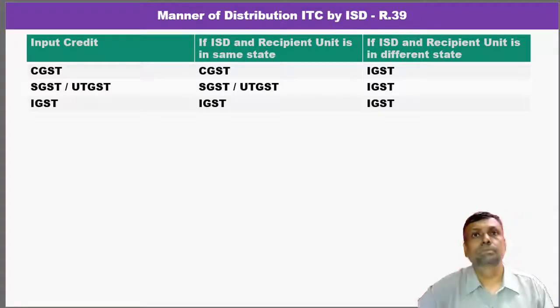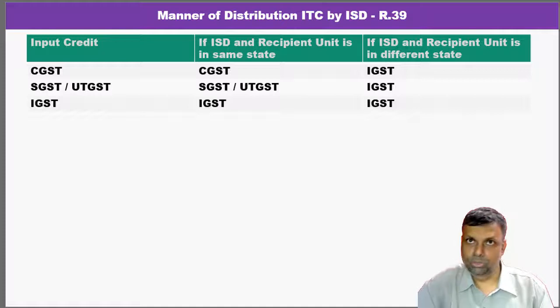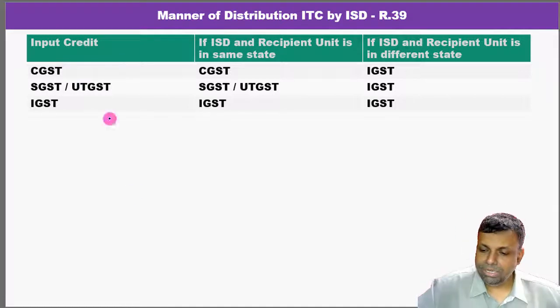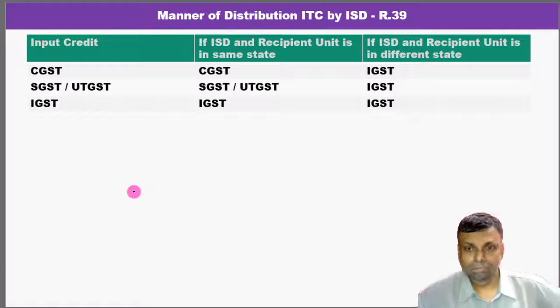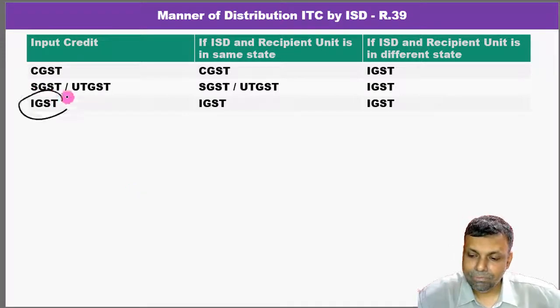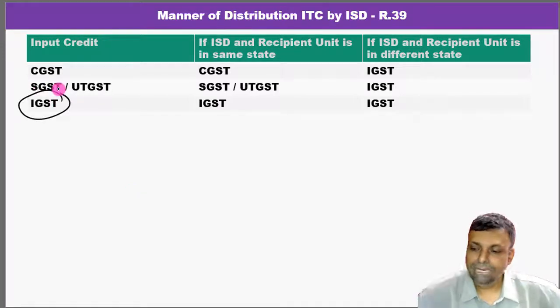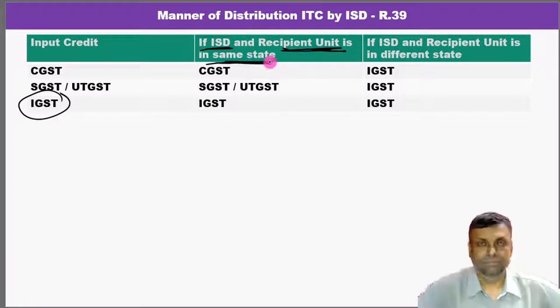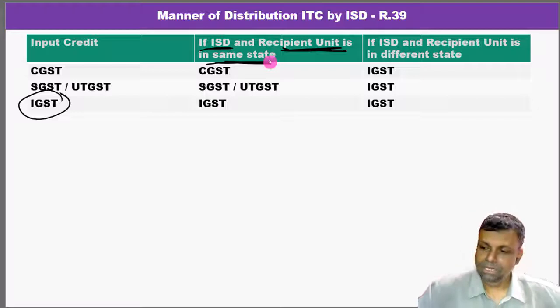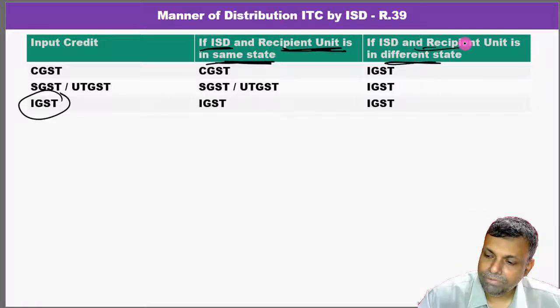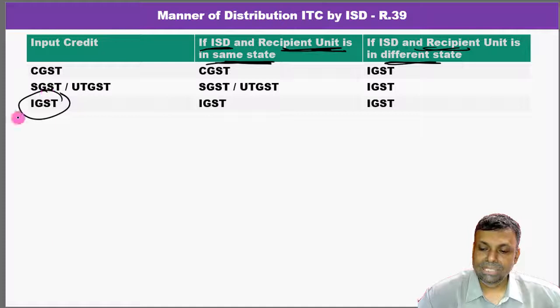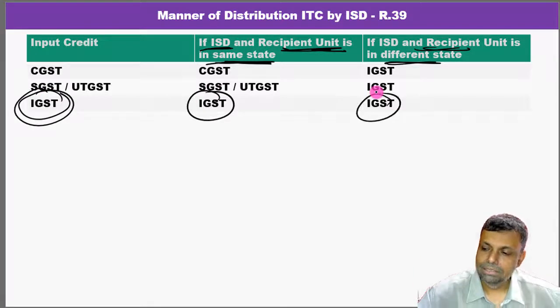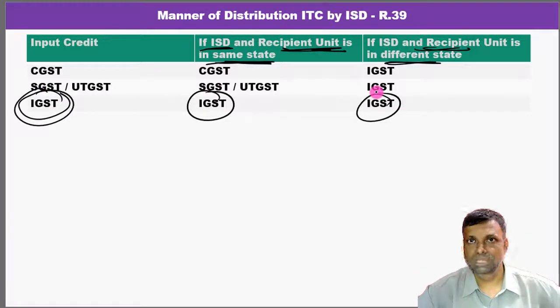Now in this particular situation, friends, there is one extra point that should be kept in your mind. How is this particular credit to be distributed? Now, if your input credit is, say for example, IGST, and the ISD, that means input service distributor, and the recipient unit are in the same state, or in a different state, the IGST will be transferred as IGST, whether you are in the same state or a different state. So if you have IGST credit, it will be transferred under the ledger of IGST only.